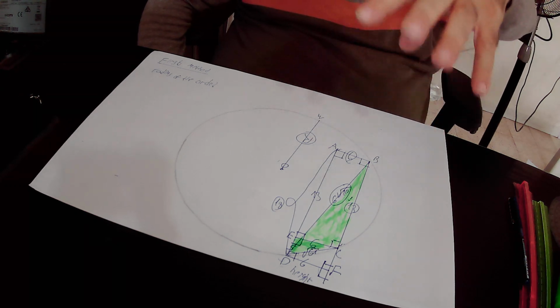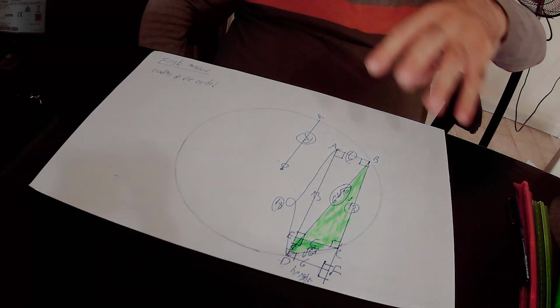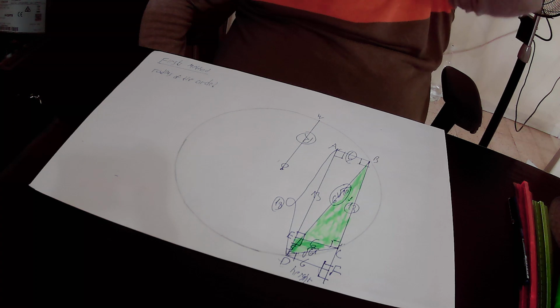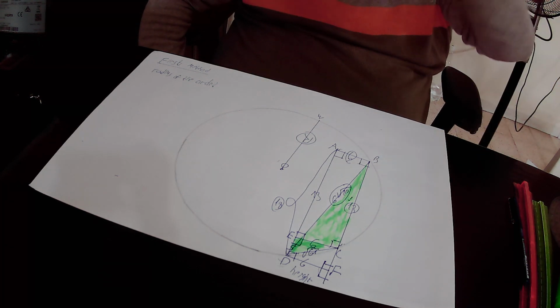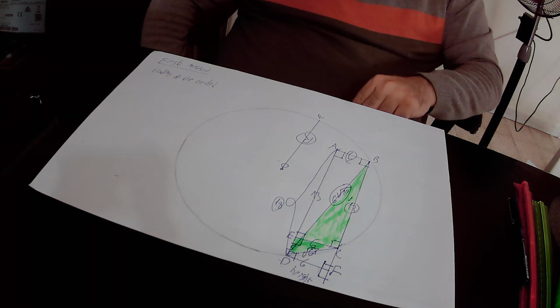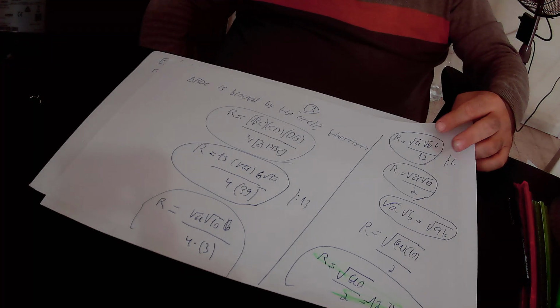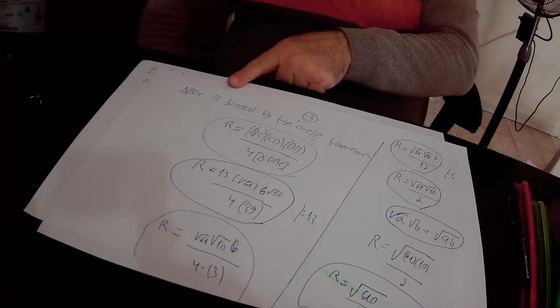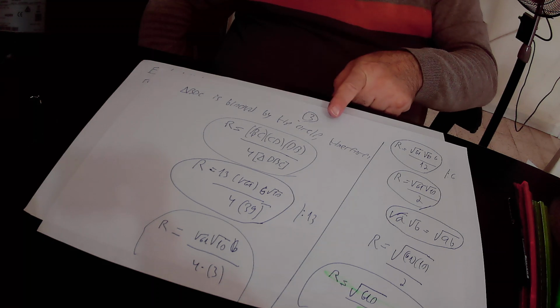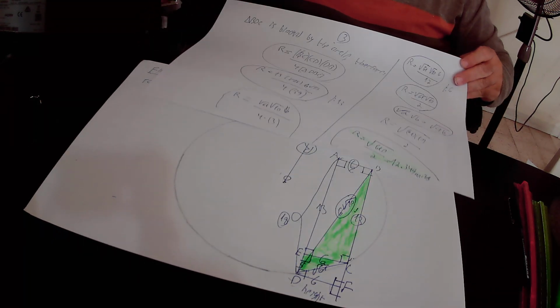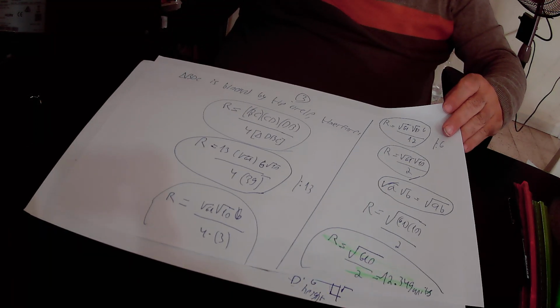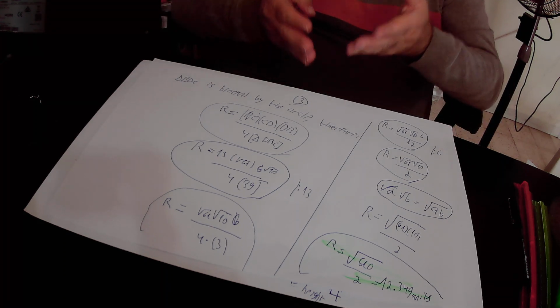Therefore, we can definitely say that the green triangle BDC is blocked by this circle, and for that reason we can implement here rule number 1. So I'll repeat again. The green triangle BDC is blocked by this circle, and for that reason we can implement here rule number 1.